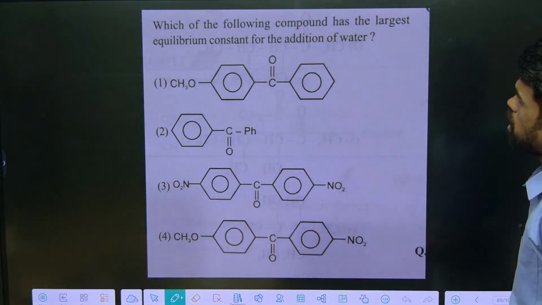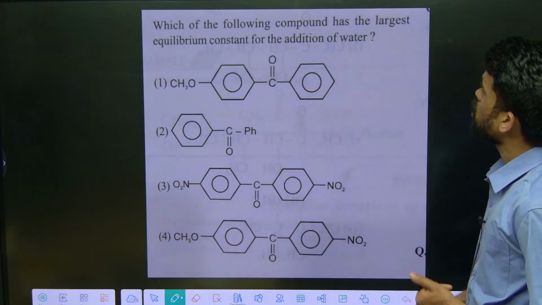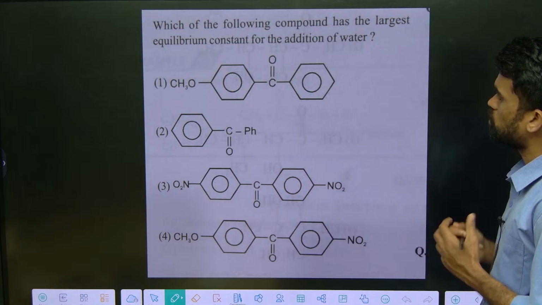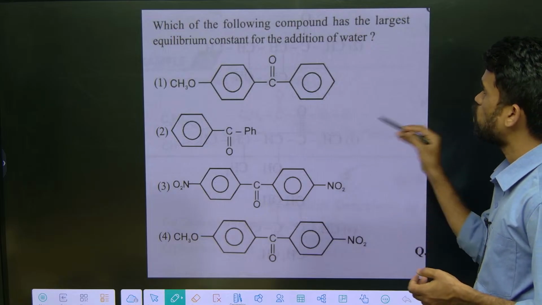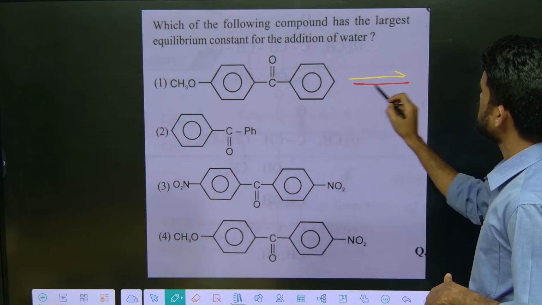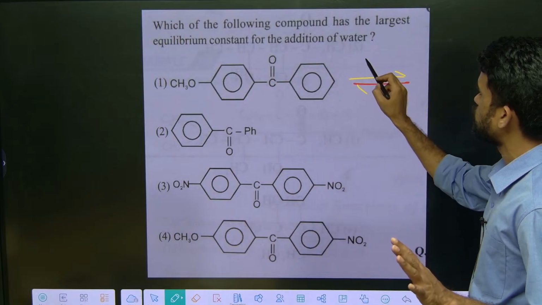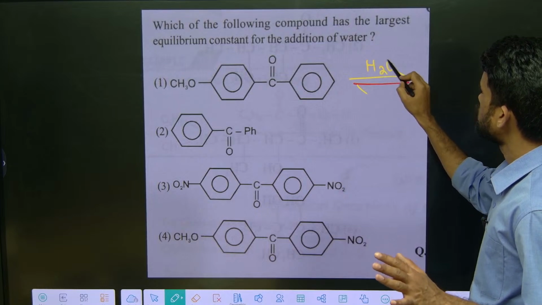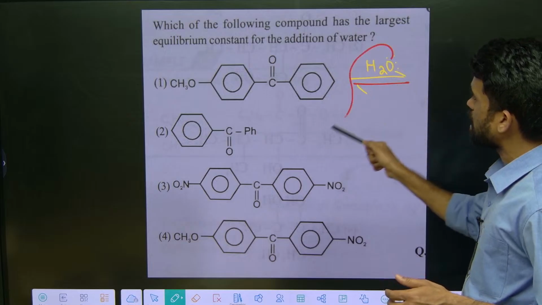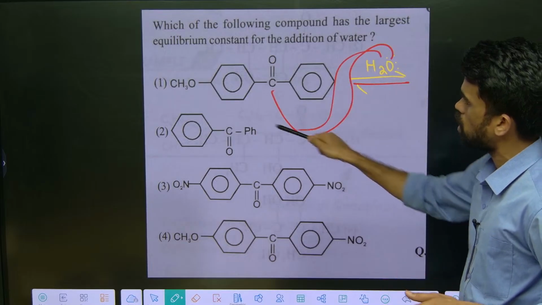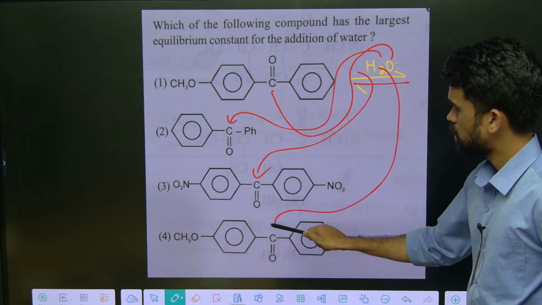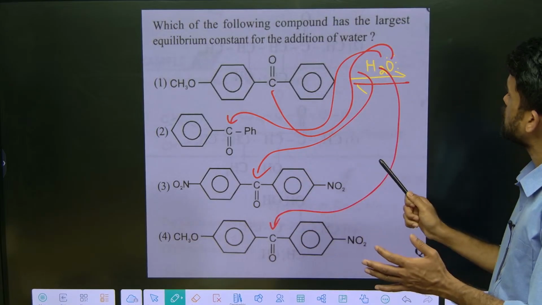Yeah, can you solve this question once? Which of the following compounds has the largest equilibrium constant for addition of water? It means we are adding water, okay? Equilibrium constant means we are adding water. So definitely we know water will attack at the electrophilic carbonyl groups in all of these molecules, right? Like this, like this. So the equilibrium constant value should be largest.